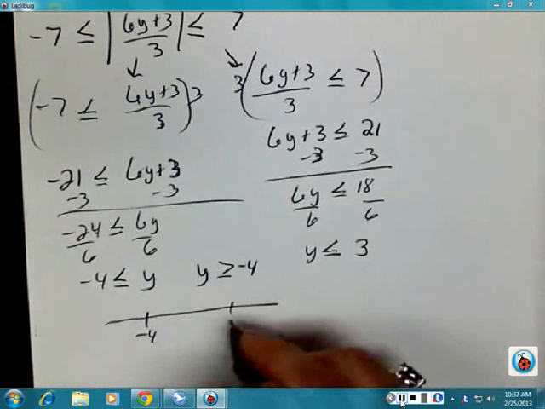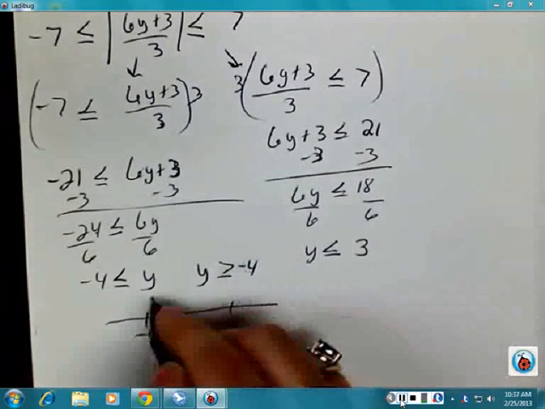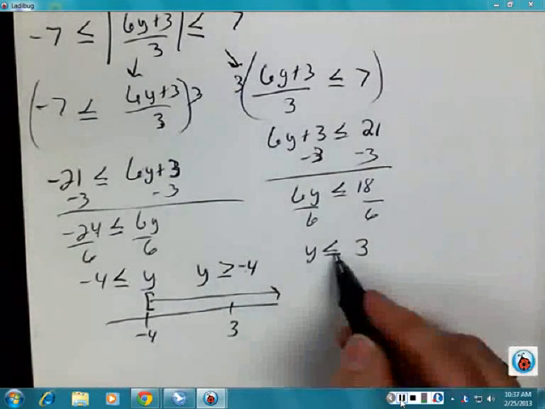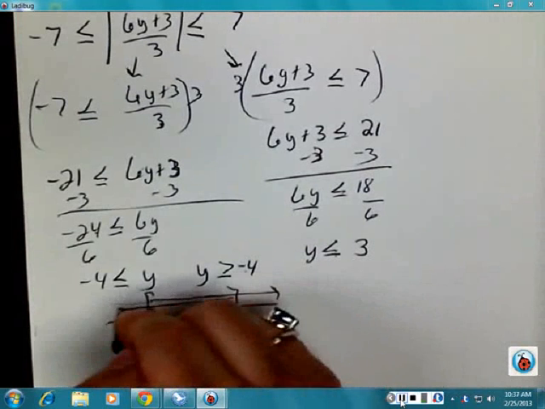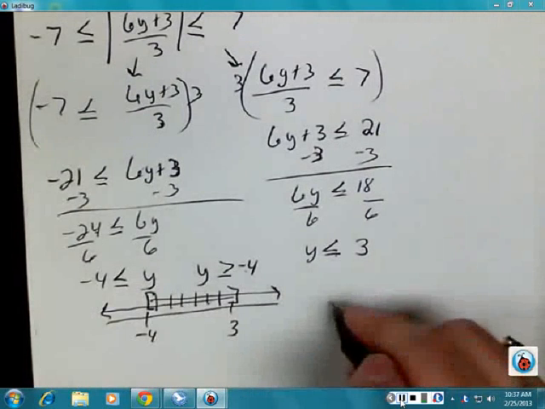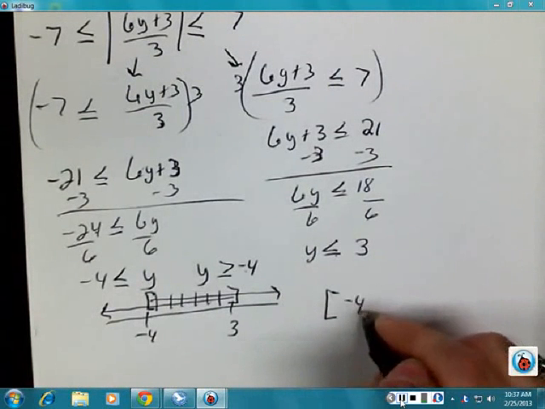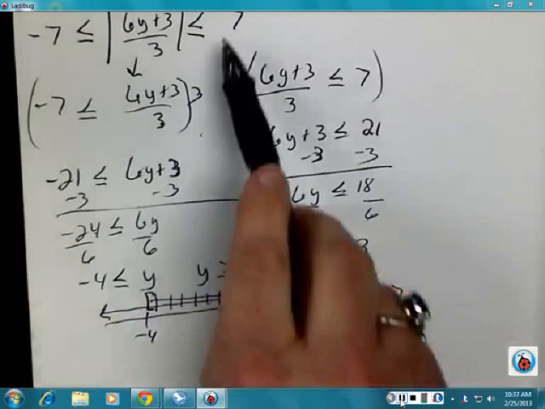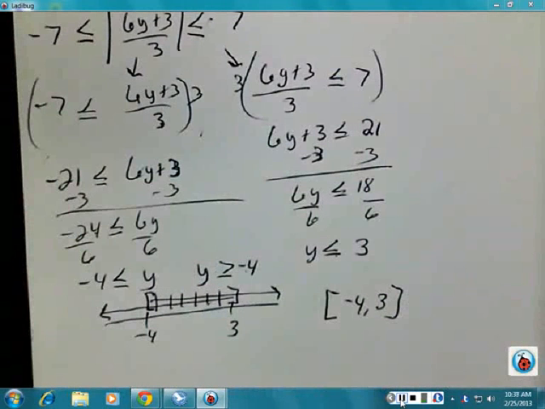Negative 4 and 3. Negative 4 is going to have a bracket heading to the right. 3 is going to have a bracket heading to the left. But because my answer is what's in between, my interval is bracket negative 4, comma 3. Okay? Nothing new really, it's just the idea of breaking it apart into your two pieces, and being careful with that as you break it apart to come up with those.